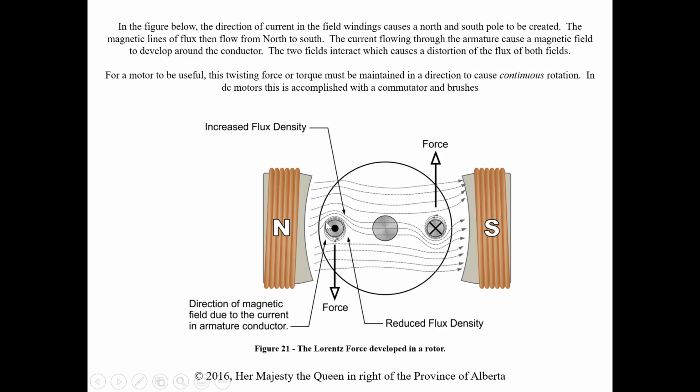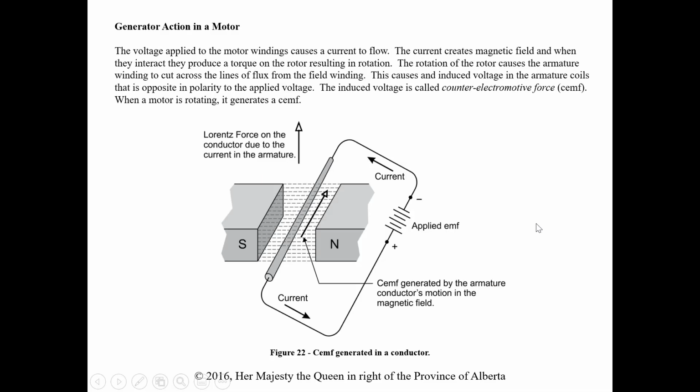If we use the right-hand rule on this side here, again, we go from north to south with our index finger. We show current coming out of the page, so that's our middle finger now pointing towards us, and then our force is pushing down. So our right-hand rule will show us this force as well here too. Okay, but again, it's all about that torque being developed because we have the interaction of two magnetic fields.